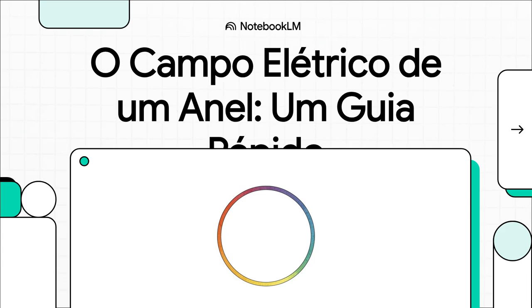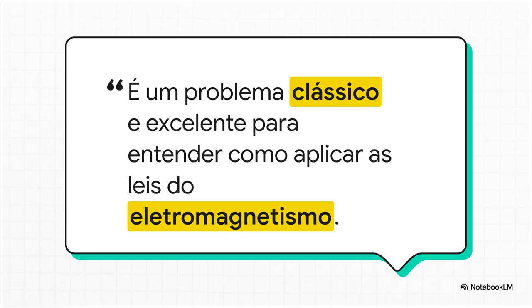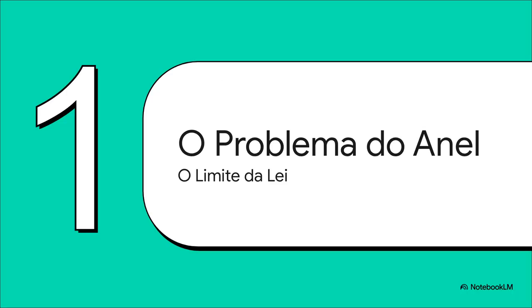I'm Ricardo Torbillo, and today we're going to tackle a real classic physics problem, the electric field of a charged ring. Now, I know it sounds a little intimidating, but trust me, with the right strategy, we're going to see it all click into place. And our source material really hits the nail on the head here. It calls this a classic and excellent exercise for understanding how electromagnetism applies to extended objects. And that's exactly how we're going to approach it, step by step. All right, let's dive right in.